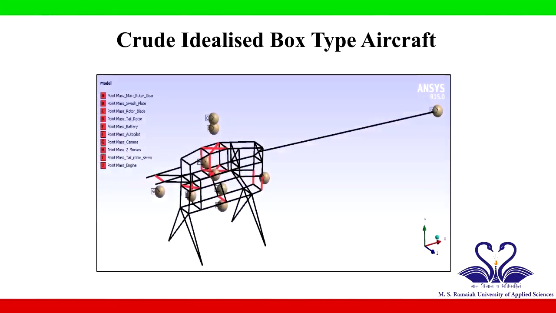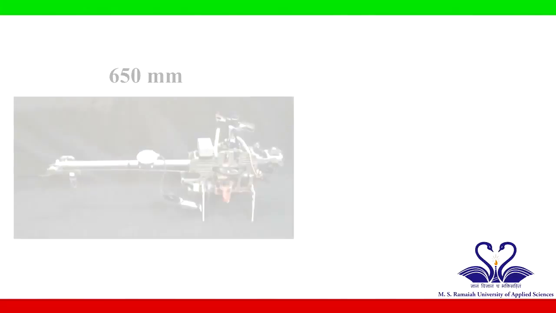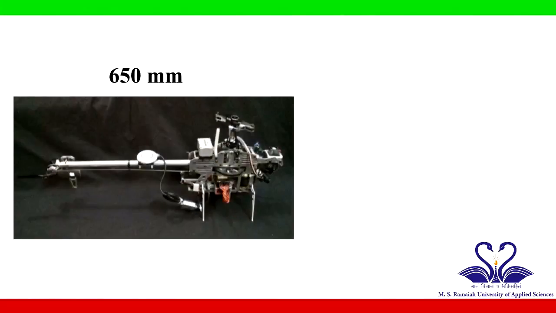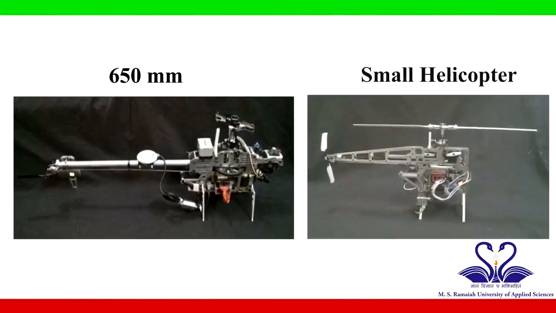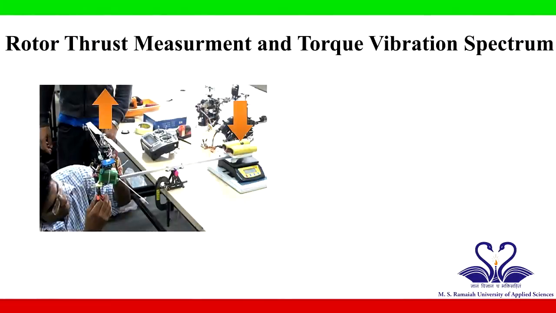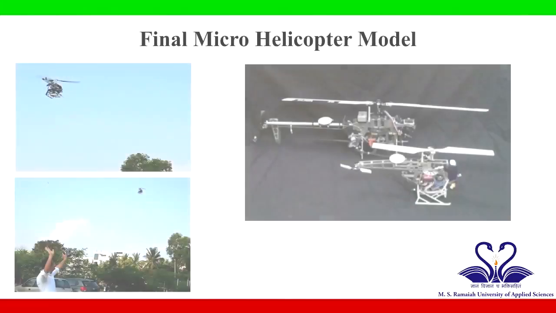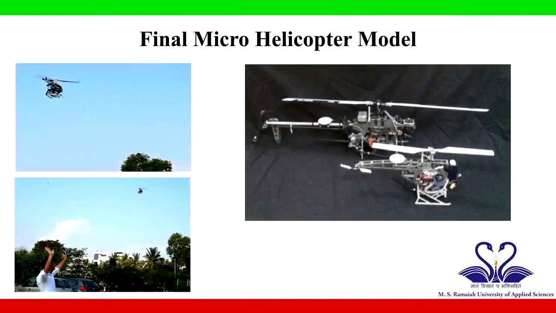Once a list of components was identified, a crude, idealized box-type aircraft with appropriate weights and location was designed for initial modal analysis. A series of iterations guided by stress values was carried out before the final structure was frozen. The first design was for a 650 mm helicopter, and once this was accomplished, the bigger challenge for a smaller helicopter was taken up. Several experimental setups were designed to measure rotor thrust and torque vibration spectrum, among others. Final configuration was successfully test flown and shown to meet the specifications as defined by the customer.